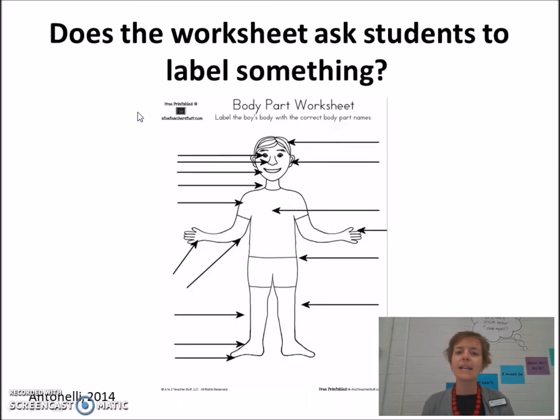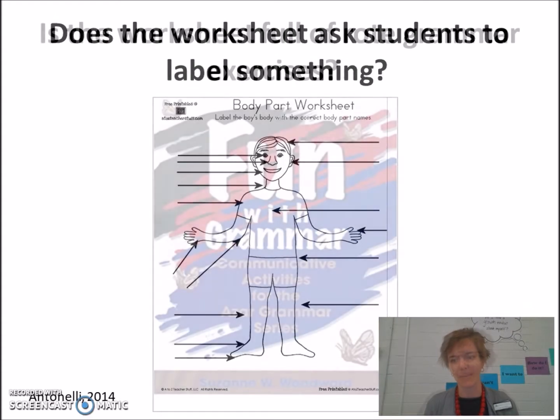Question 2. Does the worksheet ask students to label something? For, in this example, parts of the body. If so, why not ask students to draw the thing before they label it? Students will be far more likely to remember the parts of the body if they are drawing it than if they are labeling a piece of clip art.